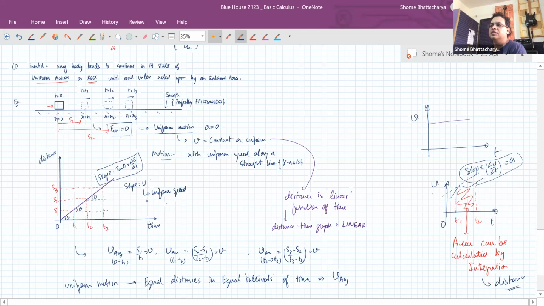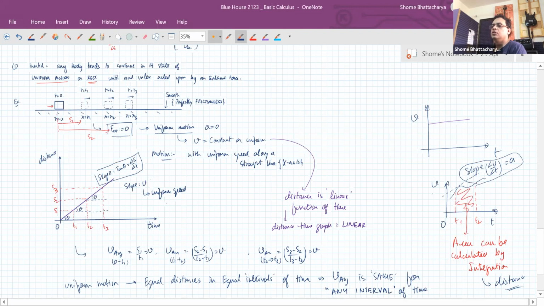Whereas when I'm talking about distance versus time, then the area doesn't have any significance. But the slope has a significance, and the slope is equal to what? The speed. So in this case, it's a straight line, so the slope is the same everywhere. So it covers equal distances in equal intervals of time. That means the average speed is the same for any interval during the motion.